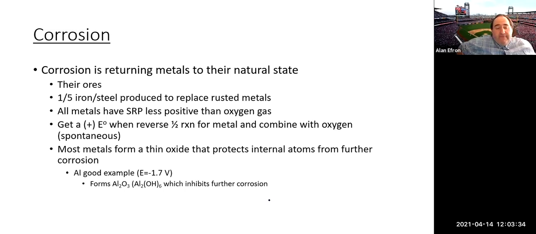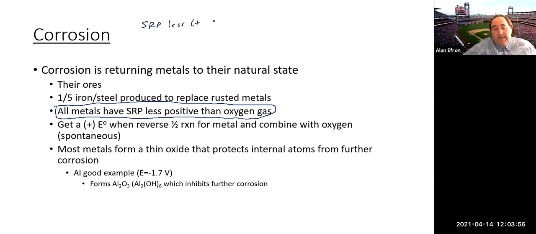A half or a fifth of steel is used to replace rusted out metals. All metals that have an SRP value less positive than oxygen are susceptible to going through corrosion. So what does that mean? If we have an SRP value that's less positive than oxygen gas, which is flying around all over the place here, right?